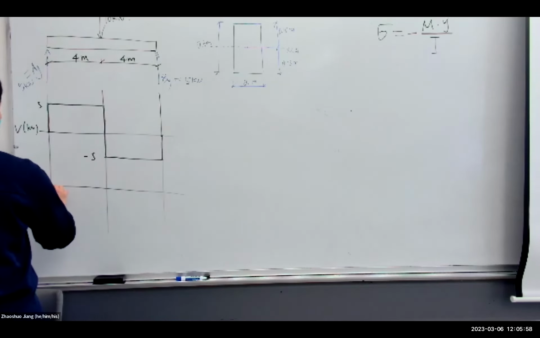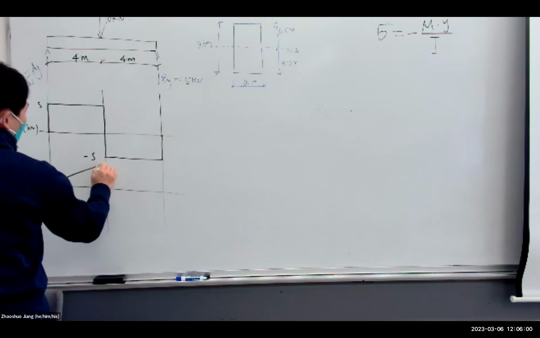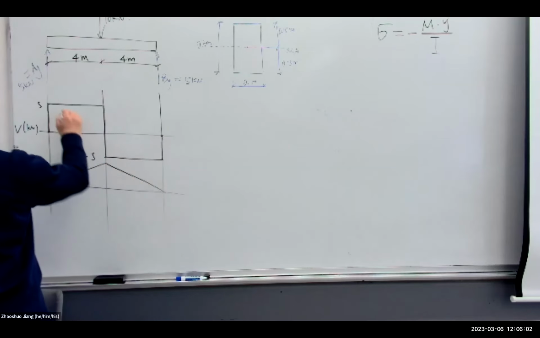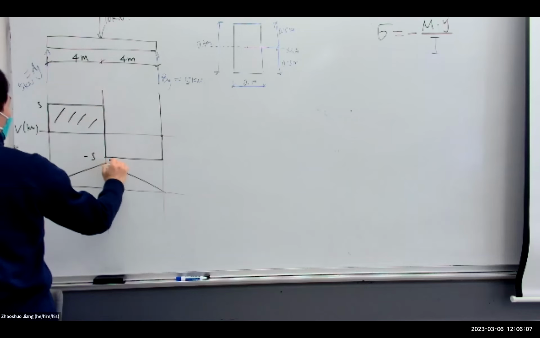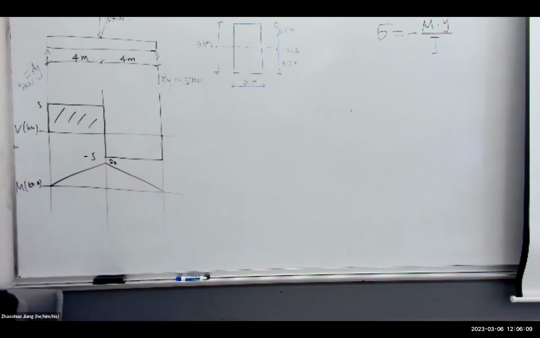Your moment diagram basically is just calculating the area for this part here. This is 5 times 4, this is 20, right? This is 20. That is your moment diagram. Straightforward, right?